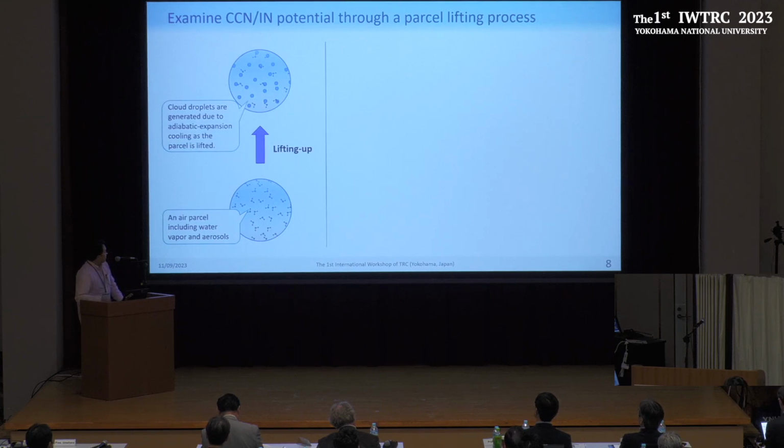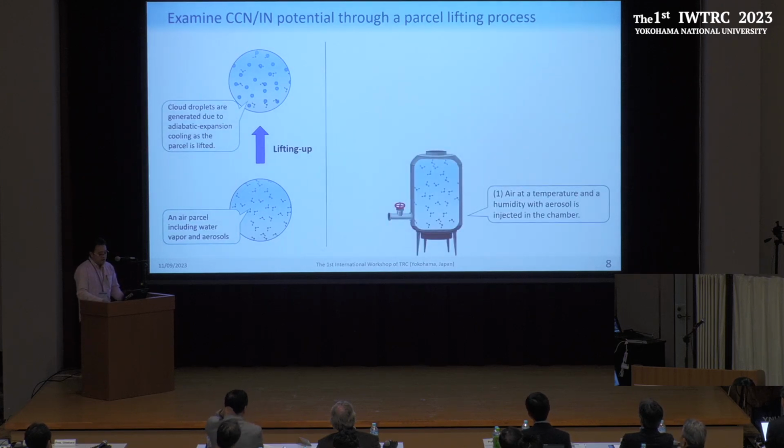Let me assume there is an air parcel, including the water vapor and the aerosols. This is lifted up by some local convergence. Then you will observe that some cloud droplets are generated due to the adiabatic expansion cooling as the parcel is lifted. This laboratory experiment mimics this kind of process.